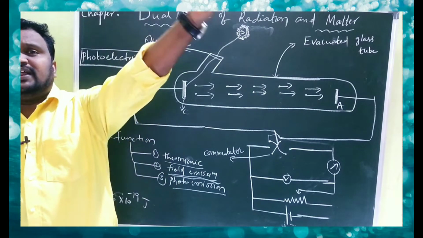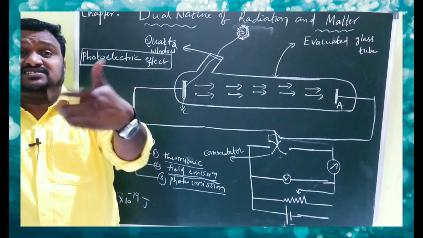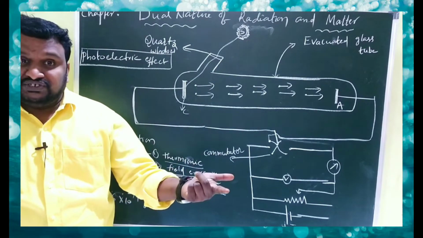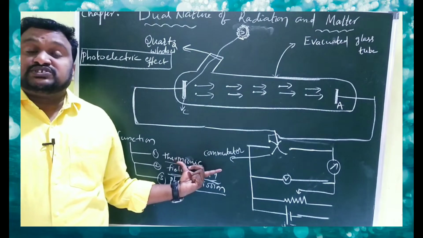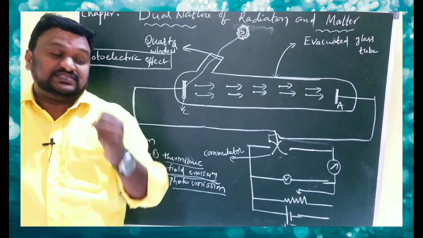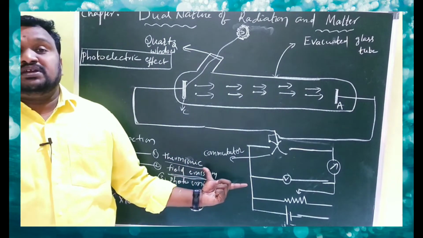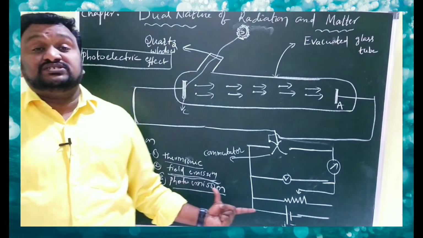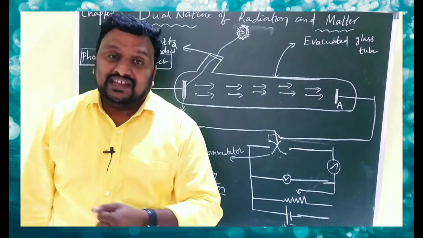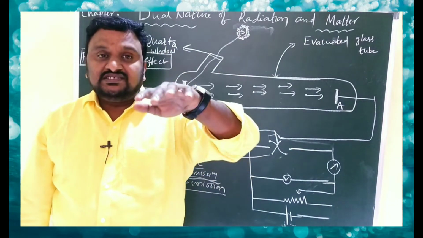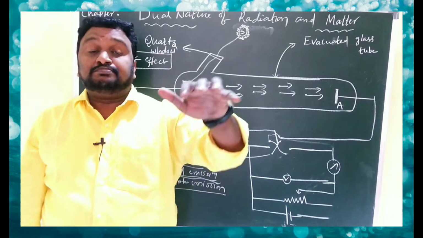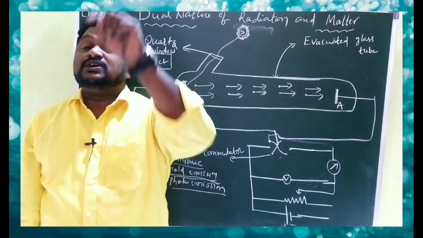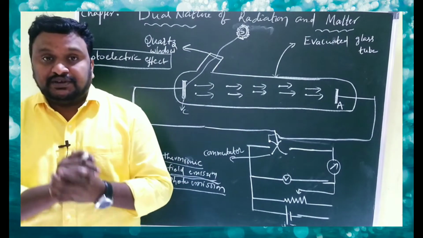And the third one is what we just discussed, photo emission. When a certain amount of light energy falls on the metal surface, electrons are liberated. That phenomenon is called photo emission. Thermionic emission means we apply heat energy, field emission means we apply electrical energy, and in photo emission we use light energy. So by using these three types of energies, there is a possibility for the liberation or removal of electrons from the metal surface. Got it, children?